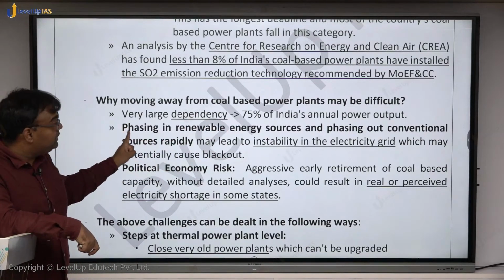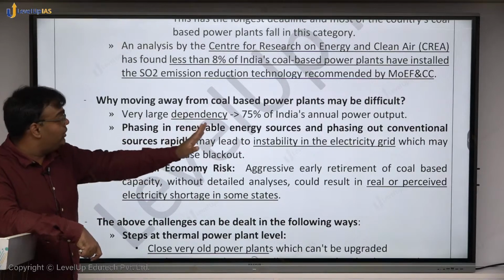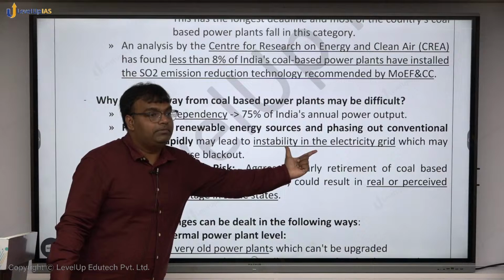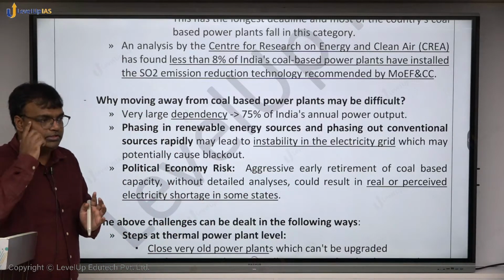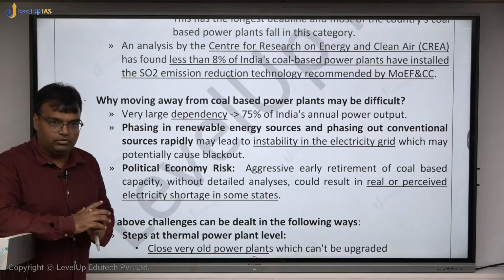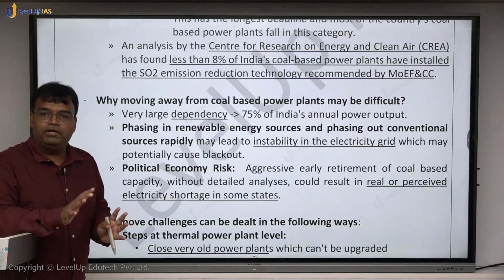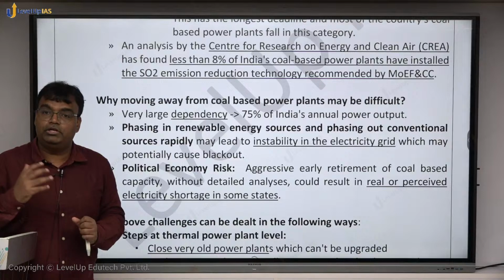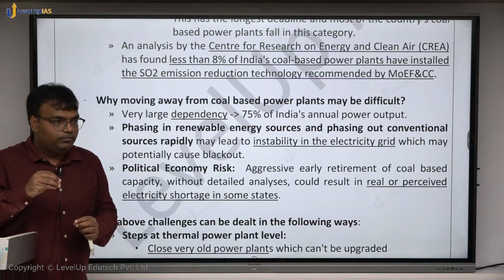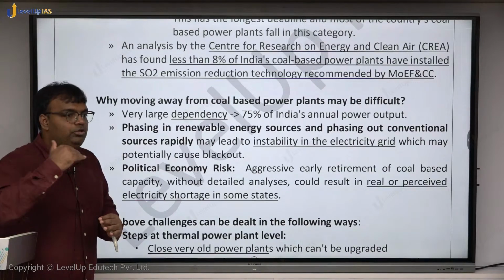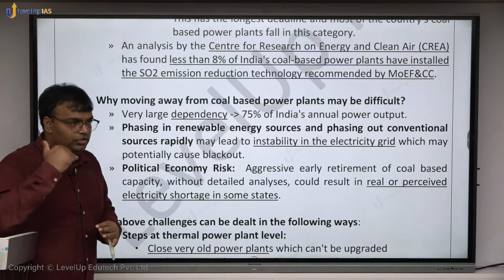Phasing in renewable energy sources and phasing out conventional sources may bring instability in the grid. If you want to say that shut down all thermal power plants today and bring renewable energy sources, this will create instability because renewable energy sources have intermittency in them. They may not be able to generate an equal amount of electricity throughout the day, throughout the year.